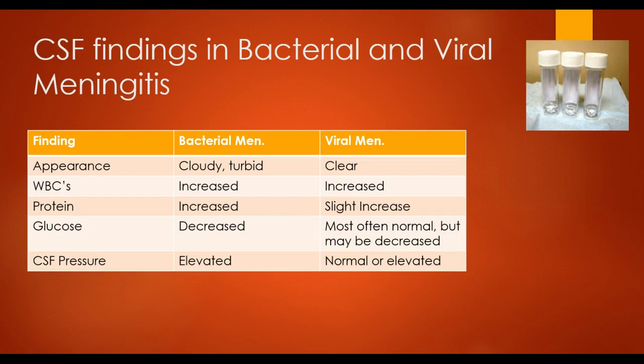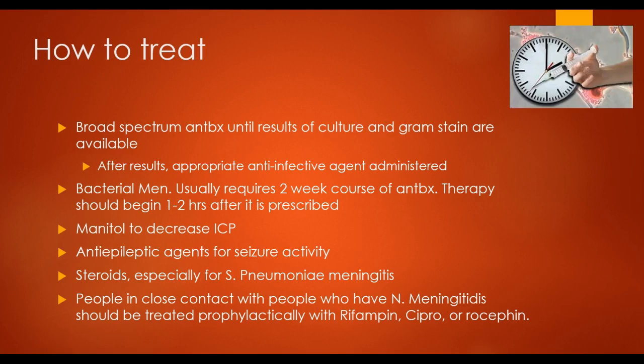So time is brain in all situations, just like time is muscle in all cardiac events. We want to identify these classic signs and symptoms early as the frontline nurse, and we want to communicate as quickly as possible. We want to isolate until we get definitive diagnostics, and we want to treat early, right? So we're going to use broad spectrum antibiotics until results of culture and gram stains are available.